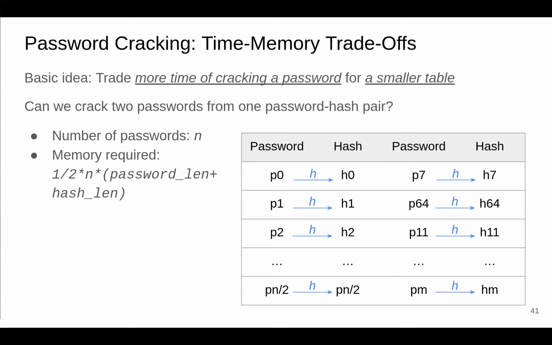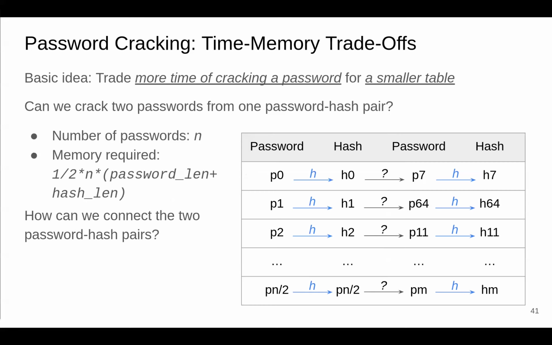Now, can we fold this table to some extent? So the number of passwords is still n, and we want to halve this and just have n/2 rows, by storing them somewhat in one row and not storing as much data in between. So we're turning this into some connection where we have password, hash, password, hash. Right? So we want to store a chain of passwords. Now the question is, how can we connect these 2 pairs?